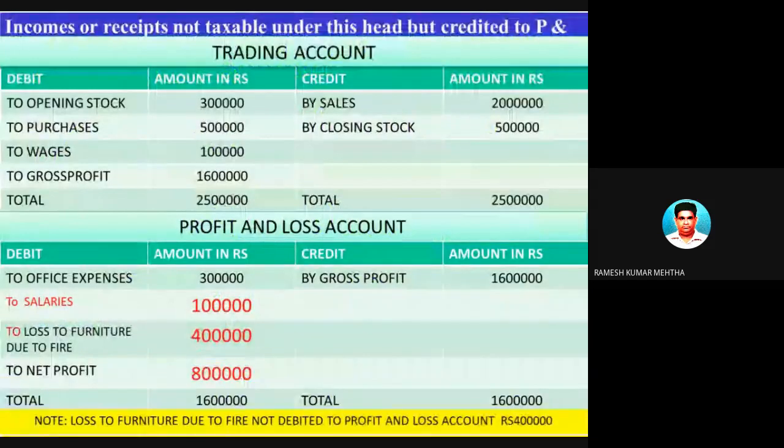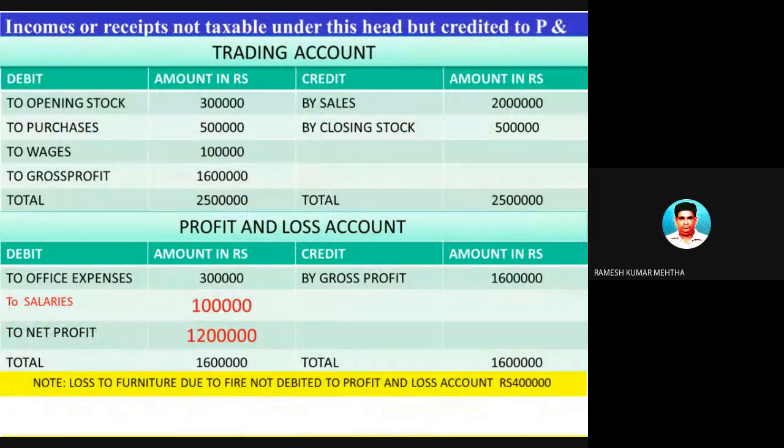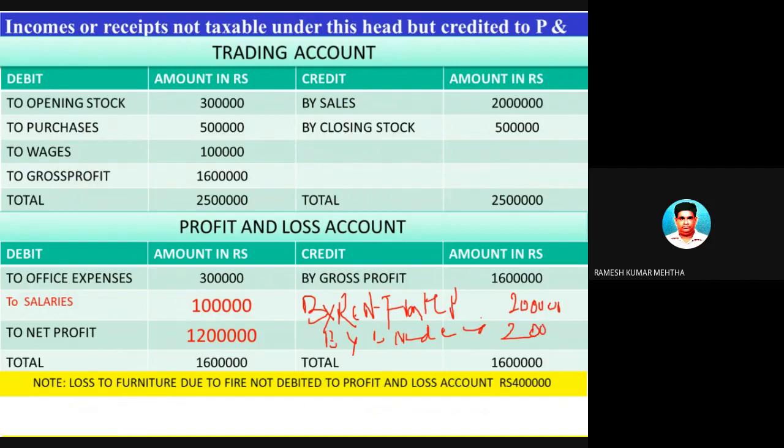Now here, let's take a small example with the given example. Here, if I am showing rent from house property of some 2 lakh rupees and dividend income of 2 lakh rupees, the total of the credit side of the profit and loss account will become 20 lakh rupees. I'm just rectifying that. Okay, so carry forward these 20 lakhs to the other side.